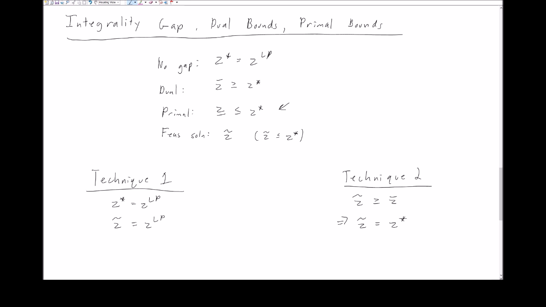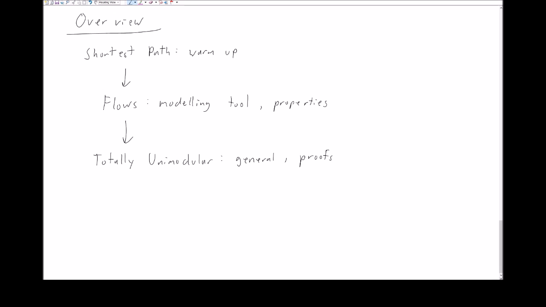These are the two techniques we're going to use to show that we have an algorithm that produces a solution that's optimal to our integer program. And in general, this is how we're going to show that we can solve our integer program in polynomial time. Before we continue with the rest of the lectures, I'd like to give a little bit of an overview of how we're going to travel.